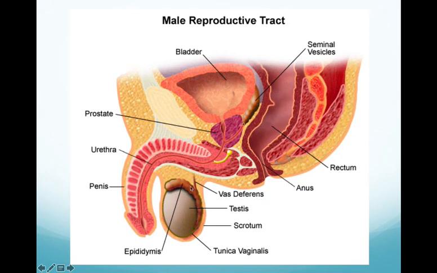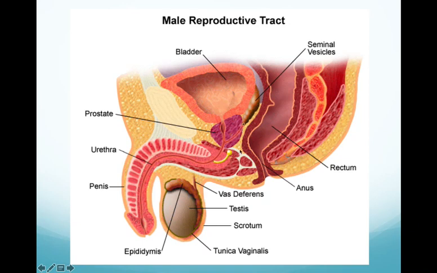This is a highly coiled tube, about 20 feet long, that leads into the vas deferens, this tube right here. The vas deferens is going to come up bilaterally, one from each testis, enter the abdominal cavity, and go through the inguinal canal. And again, you'll see that better in another image. And then enter the urogenital tract at what's called the ejaculatory duct.